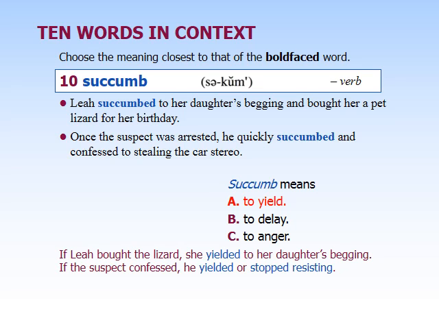But in the second example, well, I guess the second example is sort of the same, except instead of slowly succumbing, he's quickly succumbing. The police didn't have to ask him again and again, did you steal the car stereo? He quickly succumbed. So on page 51, succumb means to give in or to stop resisting. So that's another way to look at it.